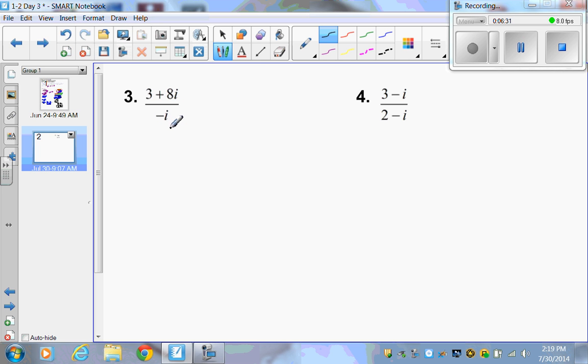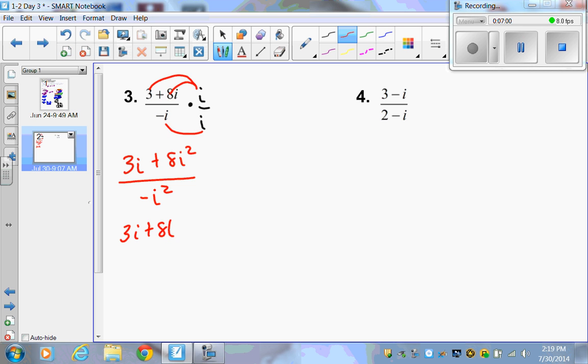Example 3. Looking at this problem, what's the complex conjugate of the denominator? So the complex conjugate of negative i would be positive i. So up top, if we just distribute, that's going to give me 3i plus 8i squared. On the bottom, that's just going to give me negative i squared. So this is really 3i plus 8 times negative 1, all over negative negative 1. So that's 3i minus 8 over 1.